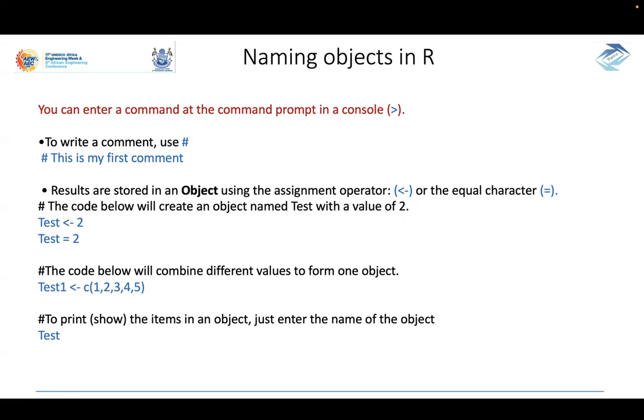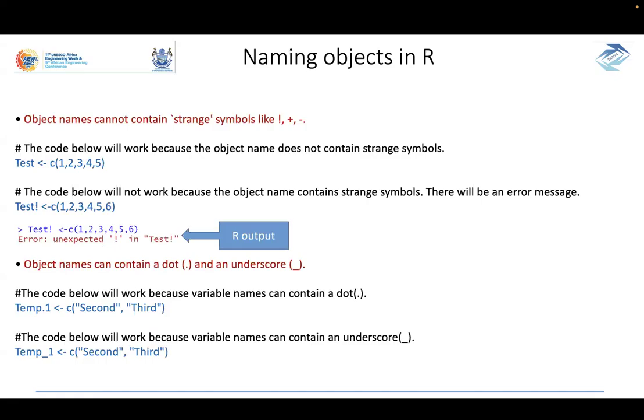Another sign that I would like to introduce is this small c here. It's called the concatenate sign. So if you want to put more than one variable in your object, you have to put them in brackets and use c. And then if you want to see what is contained in the test object, you just type test and you enter. So these are the rules.